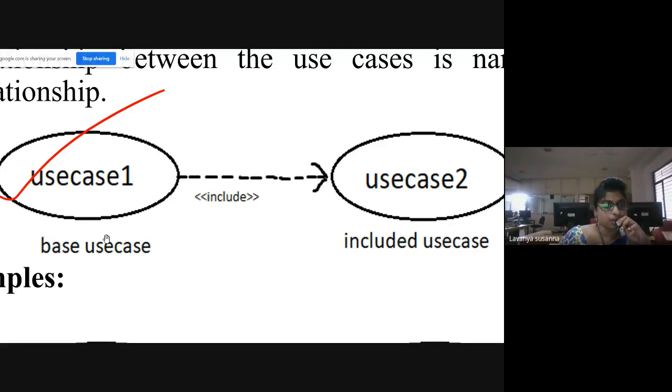Remember that an include relationship means one use case will use the functionality of another use case. While executing, use case 1 will call use case 2. Without calling use case 2, the base use case functionality will not be completed.